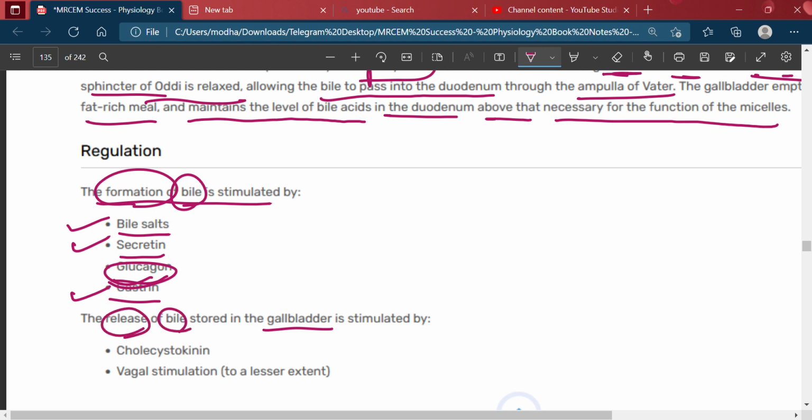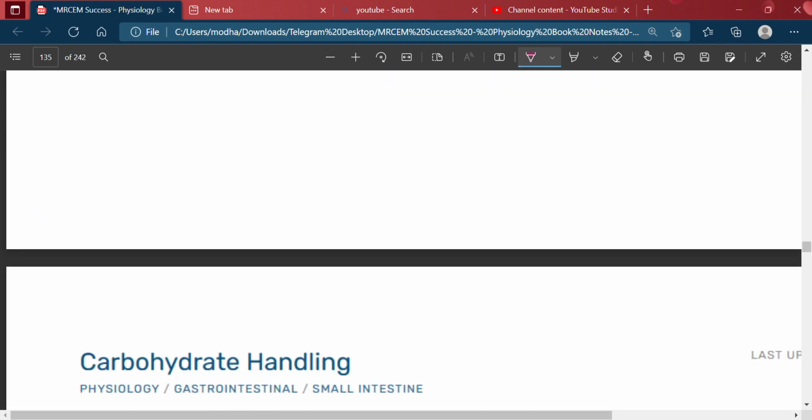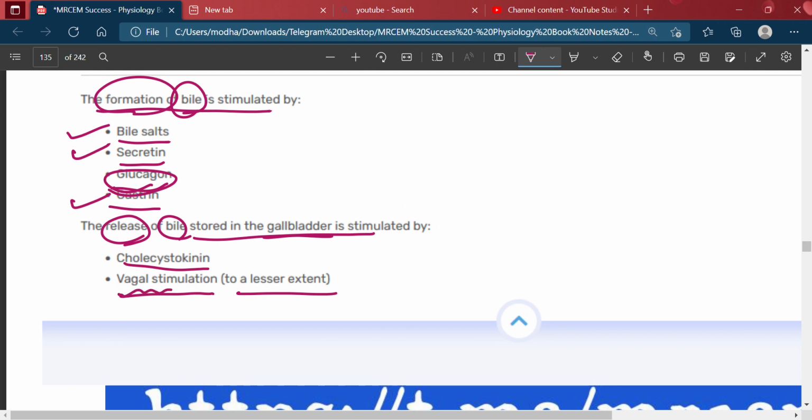The release of the bile stored in the gallbladder is stimulated by cholecystokinin and, to a lesser extent, vagal stimulation.